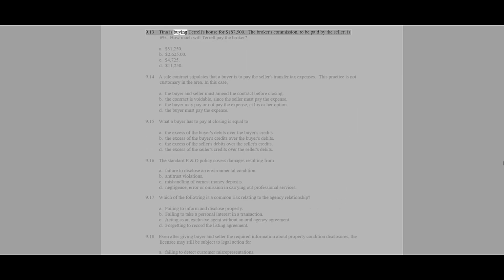9.13 Tina is buying Terrell's house for $187,500. The broker's commission, to be paid by the seller, is 6%. How much will Terrell pay the broker? A. $31,250. B. $2,625. C. $4,725. D. $11,250.